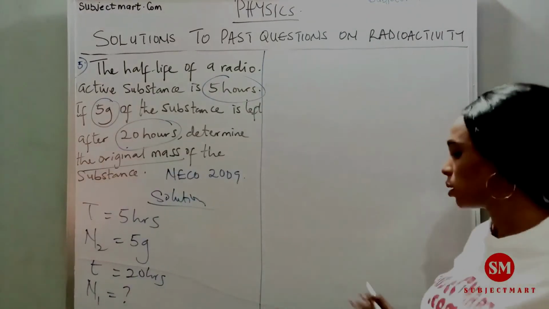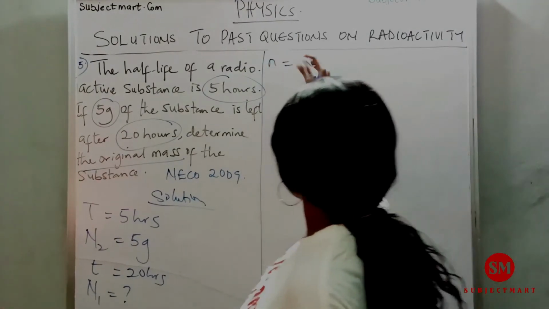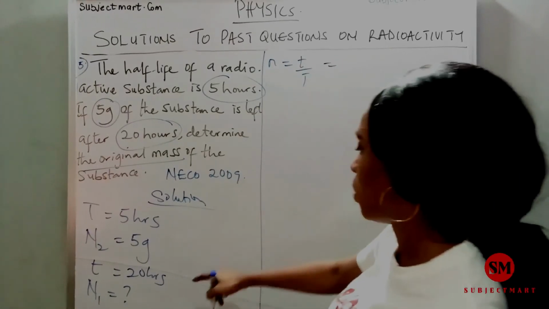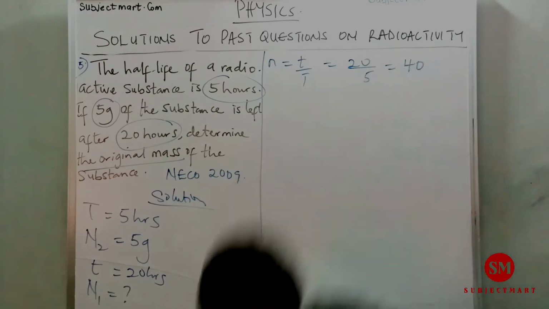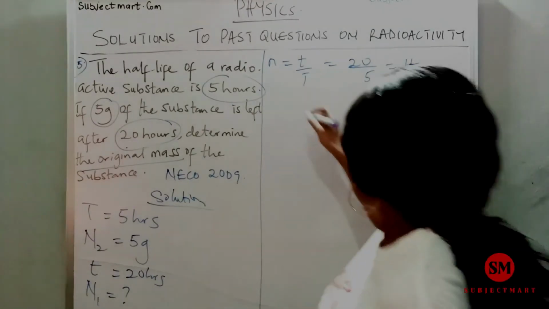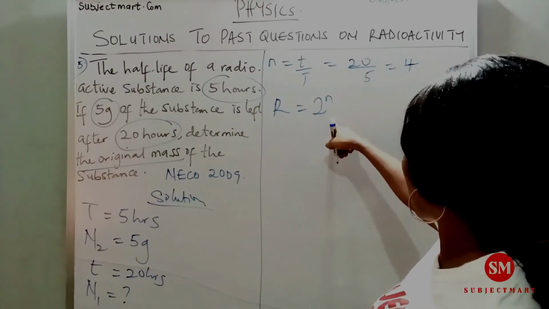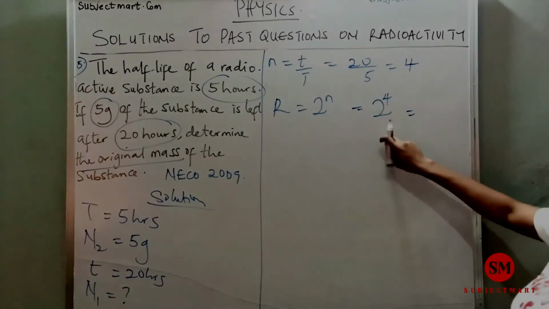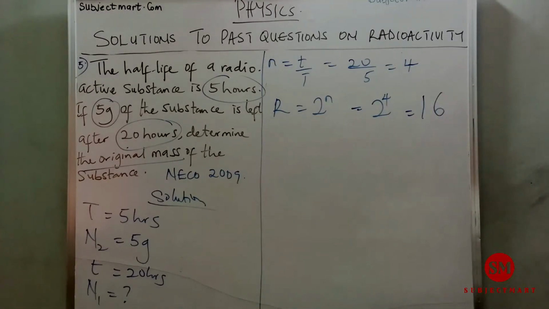So we just go ahead and recall this formula that says n is equal to t over T. We have 20 over 5, which equals 4. And I hope you can also recall that R equals 2 raised to the power n, and that will give us 2 raised to the power 4, which is 2 in 4 places. 2 times 2 is 4, times 2 is 8, times 2 is 16. And that is 16. Our R from there is 16.